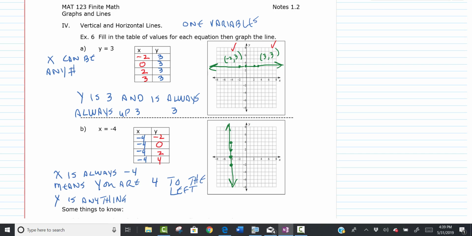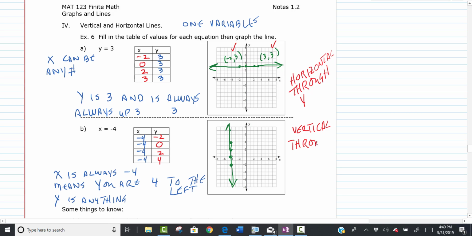So what you have here, in this case, is a horizontal line that goes through the y-axis. And in this case, you have a vertical line that goes through the x-axis. Okay, like that. All right, so that's how that goes.